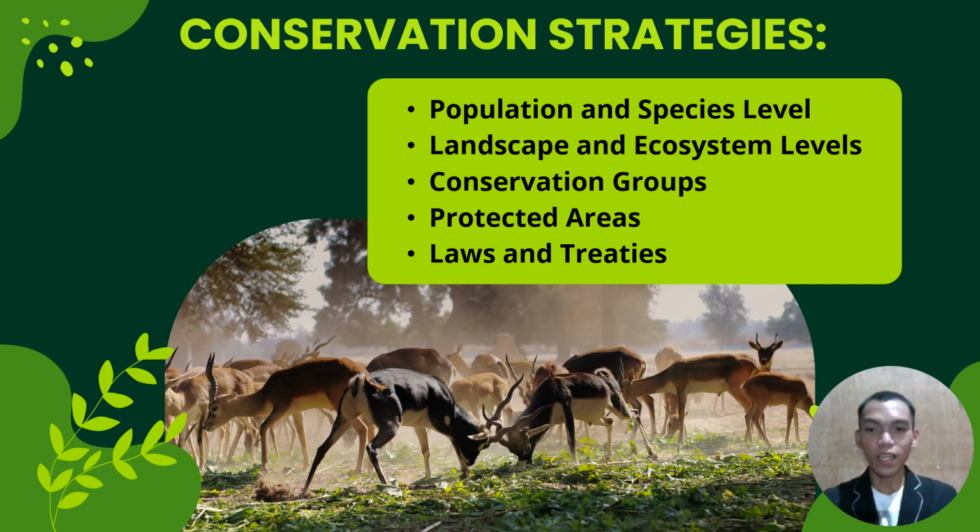The second one is landscape and ecosystem levels. This strategy broadens the scope to entire landscapes or ecosystems, aiming to protect the diversity of species and ecological processes within a given area. It involves habitat conservation, sustainable land management practices, and restoration efforts that consider the interconnected relationships between different species and their environments.